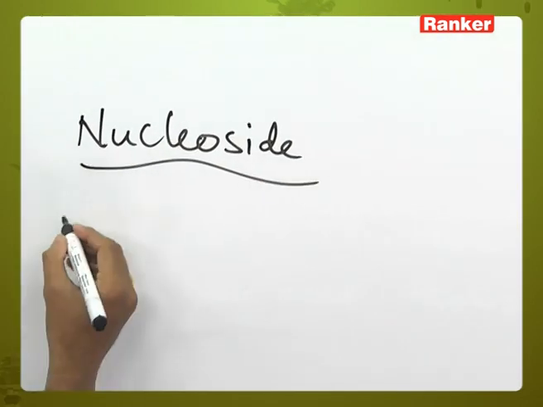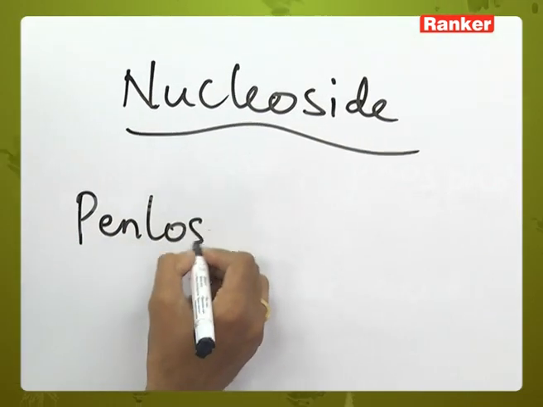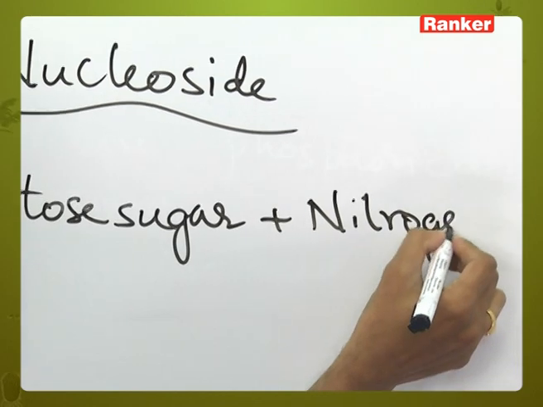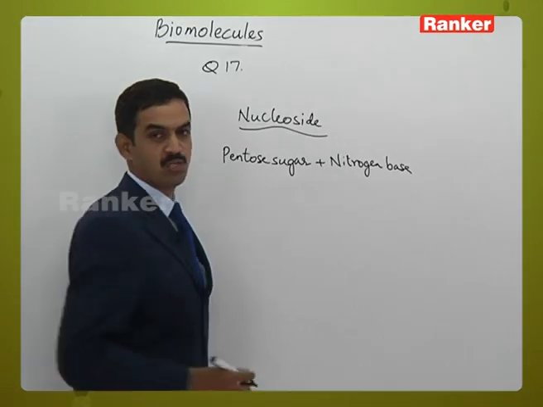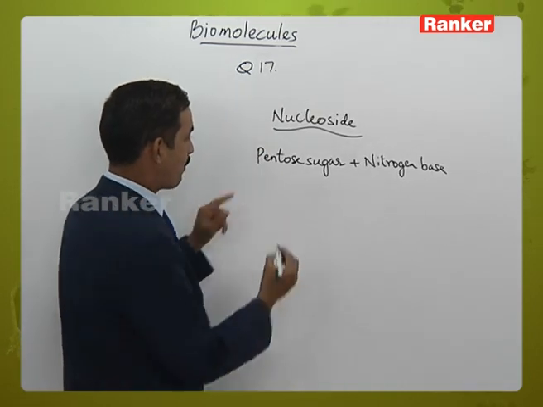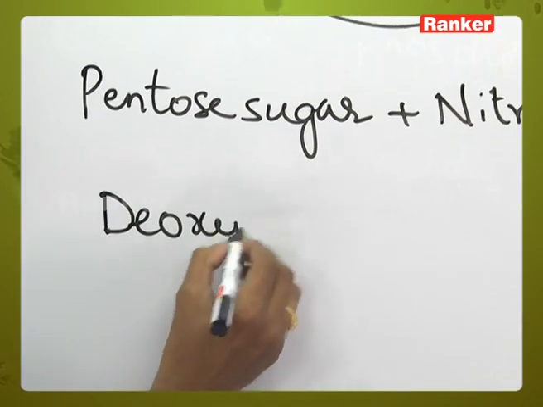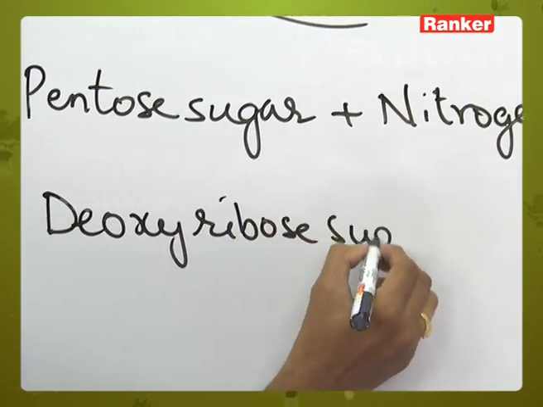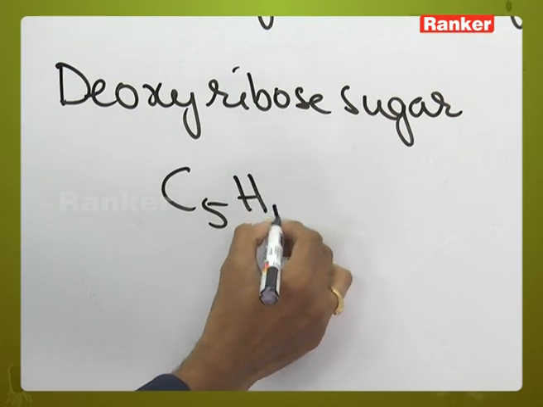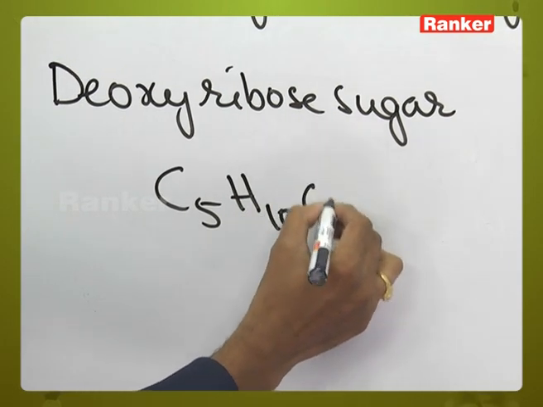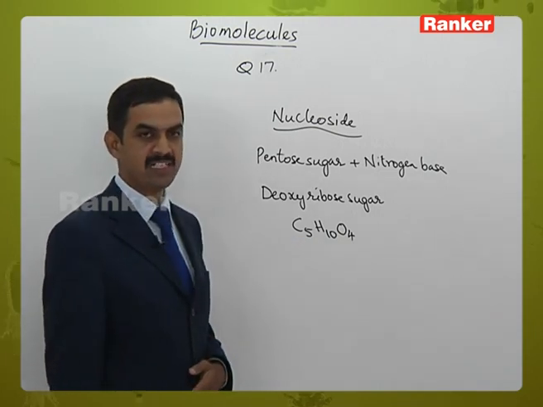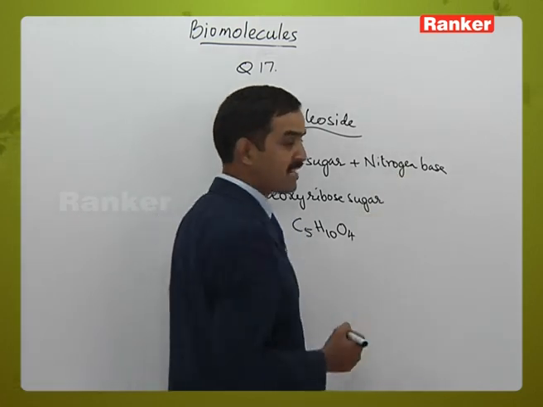Nucleoside is a combination of the pentose sugar and nitrogen base. Pentose sugar and a nitrogen base. As this is a question related to the DNA molecule, the type of pentose sugar that is present is deoxyribose sugar. Here the molecular formula is C5H10O4. This is the molecular formula of deoxyribose sugar present in the DNA molecule. Apart from that one, they contain a nitrogen base.